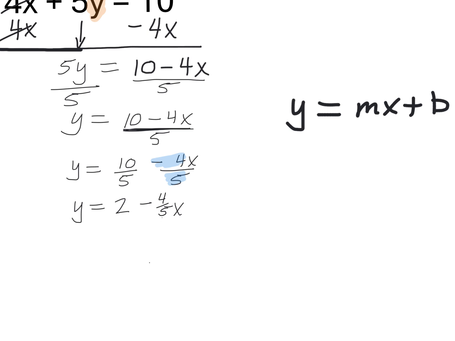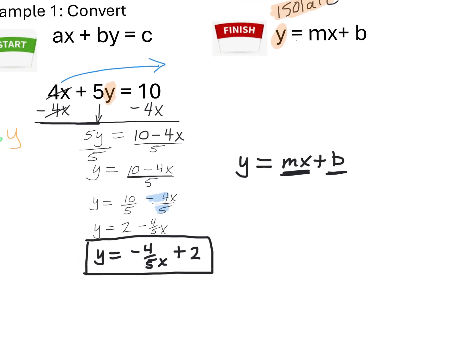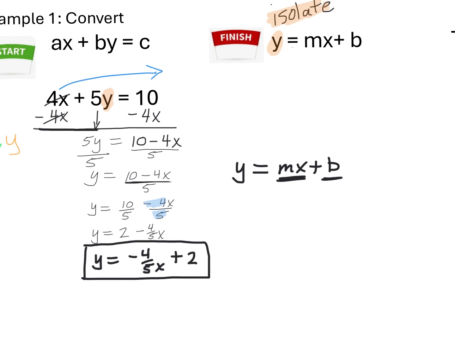And even though this is technically not wrong, this is okay. The way that you typically see slope-intercept form written, the x comes first, and then the number out to the side comes second. So I'm going to do one last step to rearrange so that it's negative 4/5 x comes first, and the plus 2 comes second. So now I've rearranged my equation that started out in standard form so that now it is in slope-intercept form.